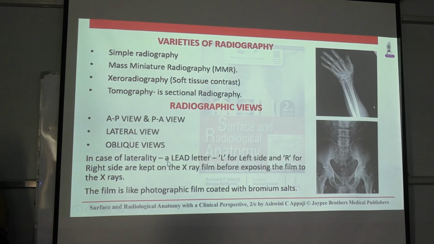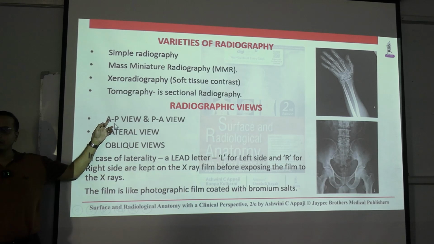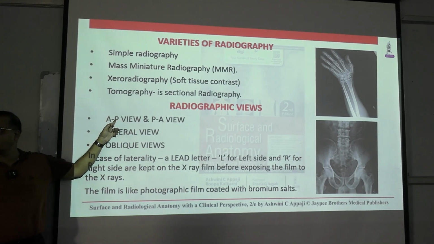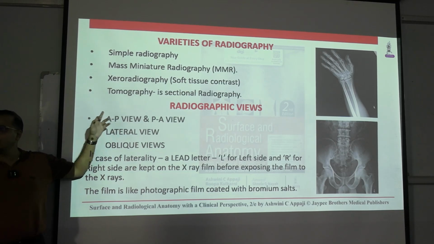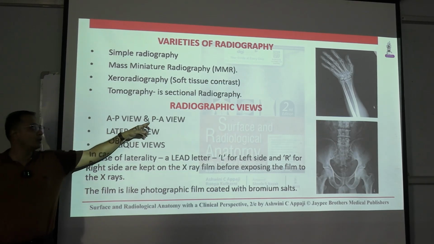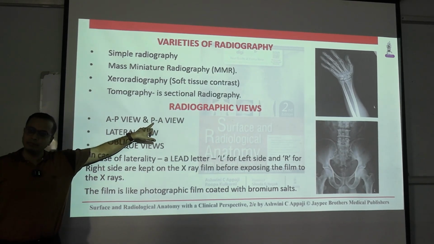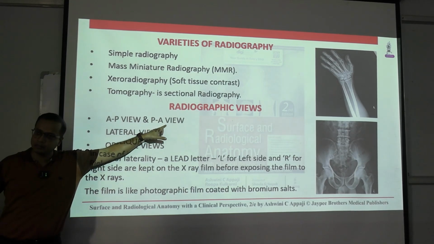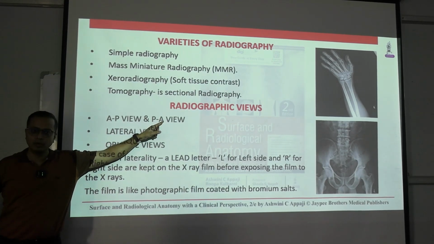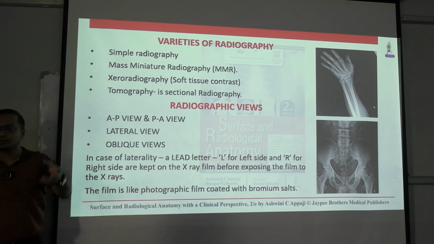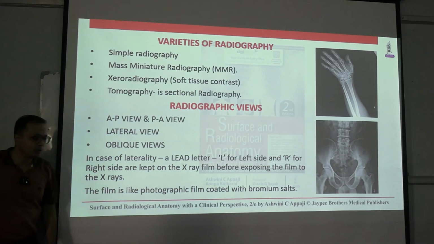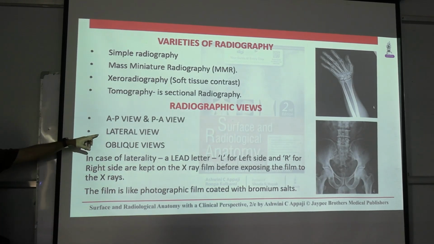Now after that we talk about the views: how these rays are coming and how the tissues are penetrated. Usually we call it the anterior posterior view. That means rays are coming from the anterior side, penetrating the tissues and going to the posterior direction. We call it the AP view. If it is a posterior anterior view, the rays come from the posterior side, penetrate, and move to the anterior direction. We call it the PA view. We will understand when we do AP views and when we do PA views. Then we have the lateral view.